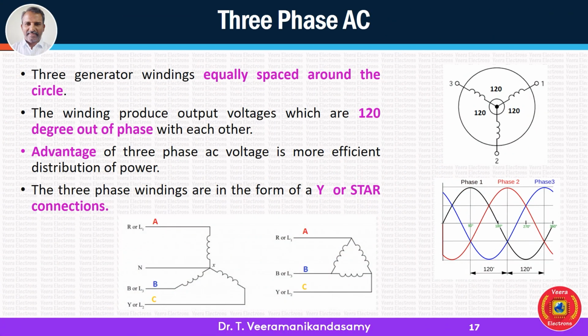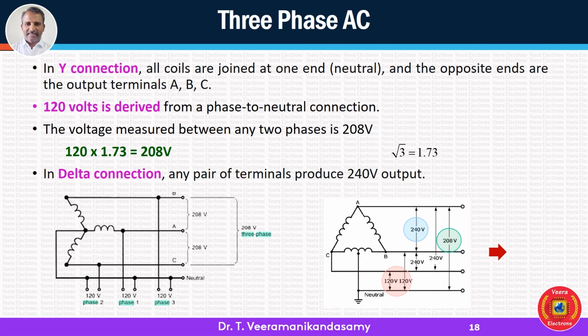Moving on to three-phase AC, this system uses three generator windings equally spaced around a circle, which produces three separate output voltages that are 120 degrees out of phase with each other. A key advantage of a three-phase system is a more efficient distribution of power. These three windings can be connected in the form of a Y or star connection. In a Y or star connection, all coils are joined at one neutral point, and the opposite ends are the output terminals A, B, and C.